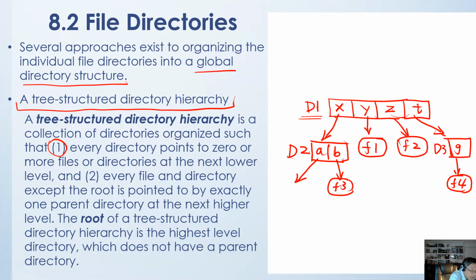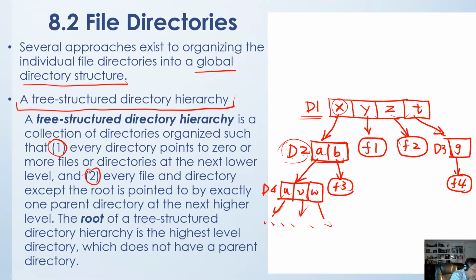So in that case, D2 is an internal ID and X is the ASCII name for that directory. These are the files that the directory D2 points to. A could be another directory, D4, and then D4 contains maybe three files, U, V, W. That's one.